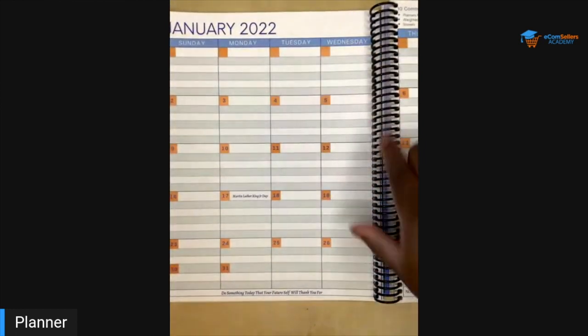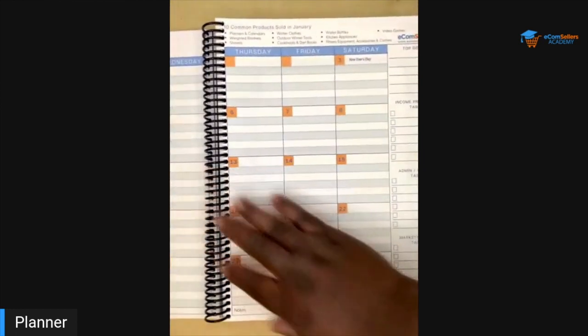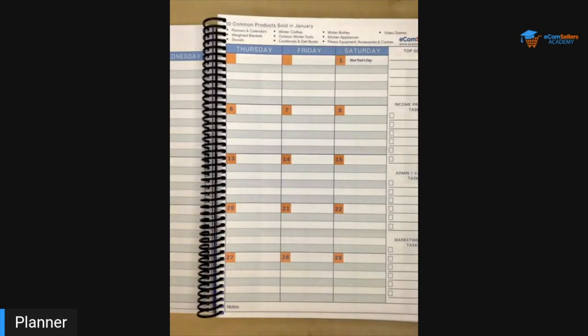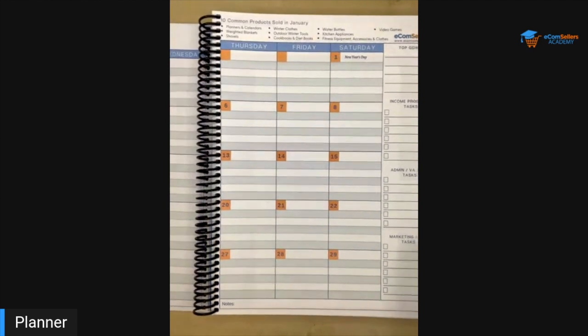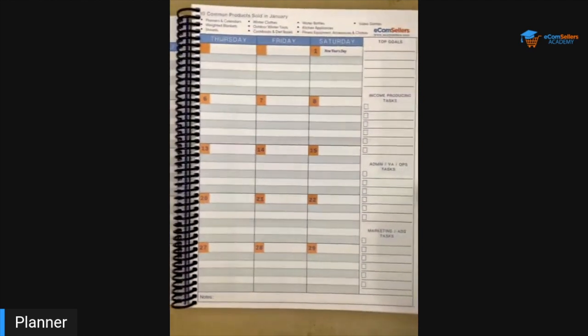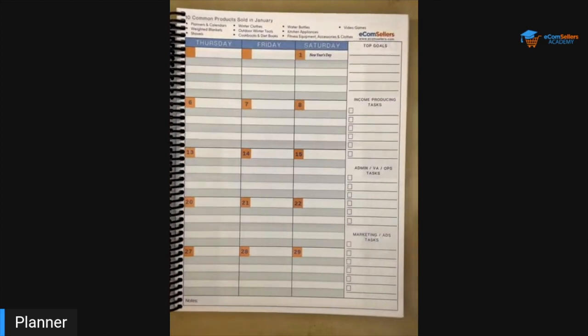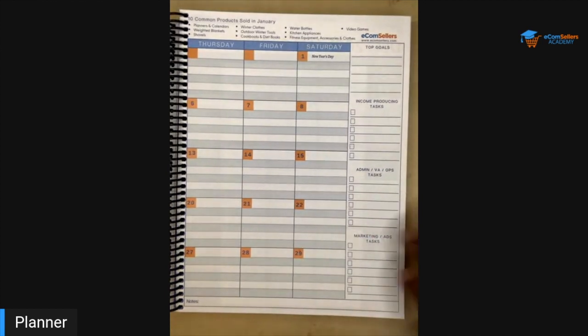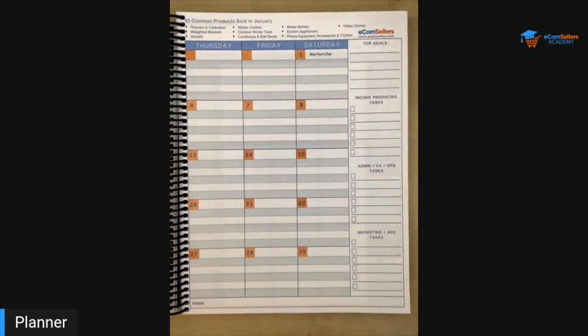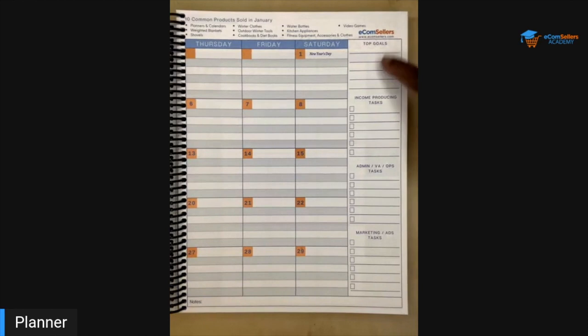You've got the days of the week at the top. And then on the other side, you've got listed here common things that are sold in the month of January. So again, giving you that opportunity to kind of get some ideas, maybe be inspired. So we're giving you a lot of different things throughout this particular planner so that you don't have to think about sourcing. I mean, you have to think about it, but maybe it's not as much of a struggle as it was before.